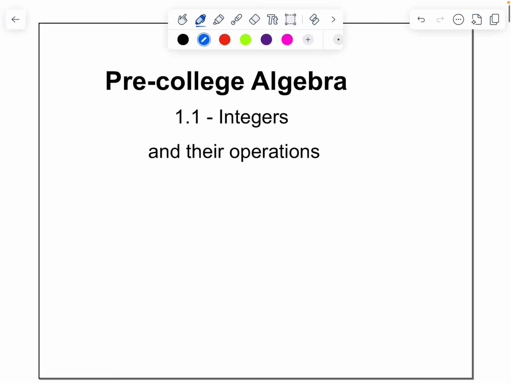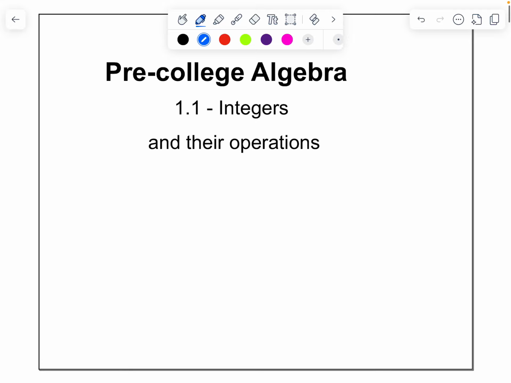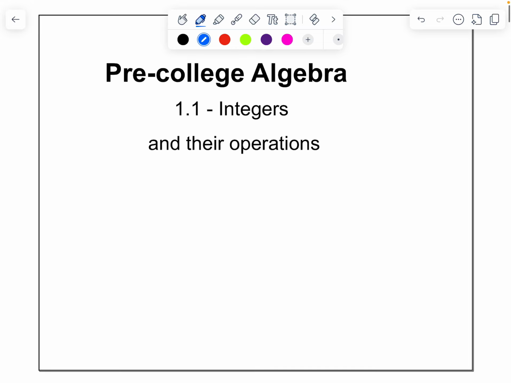In this course, we're trying to get you ready for a good college algebra course. Everything that we learn here is pretty fundamental for college algebra, and it should leave you in a good spot to be successful in college algebra.